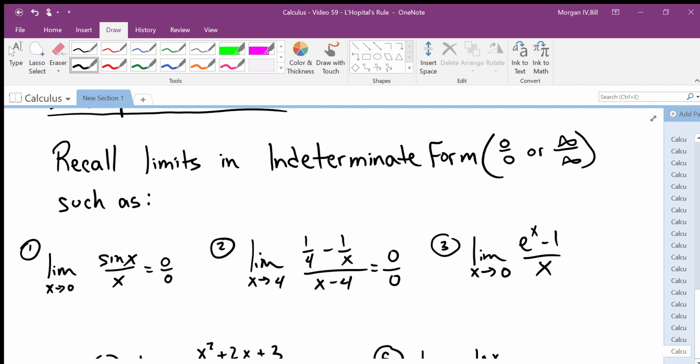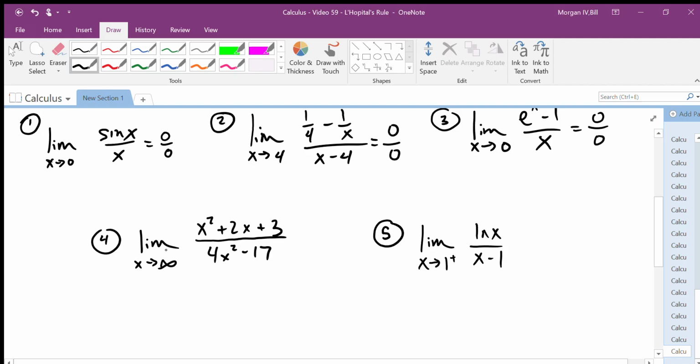Okay, a couple other ones here. Same idea. The limit as x goes to 0 of e to the x minus 1 over x. E to the 0 is 1. 1 minus 1 is 0. X is 0. You get 0 over 0. Here at number 4, we're letting x go to infinity of x squared plus 2x plus 3 over 4x squared minus 17. Now if x is going to infinity, x squared is infinity, plus 2 times infinity, plus 3, we get the limit goes to infinity over, again, infinity squared times 4 minus 17 is infinity. Also an indeterminate form that can use L'Hopital's rule.